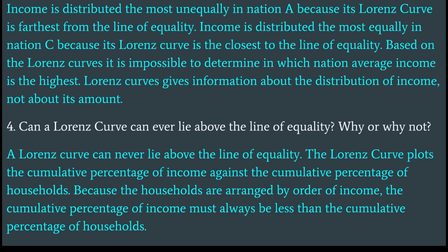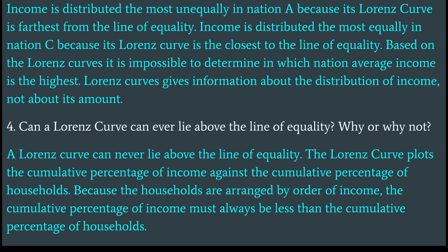Income is distributed the most unequally in nation A because its Lorenz curve is farthest from the line of equality. Income is distributed the most equally in nation C because its Lorenz curve is the closest to the line of equality. Based on the Lorenz curves, it is impossible to determine in which nation average income is the highest. Lorenz curves give information about the distribution of income, not about its amount.